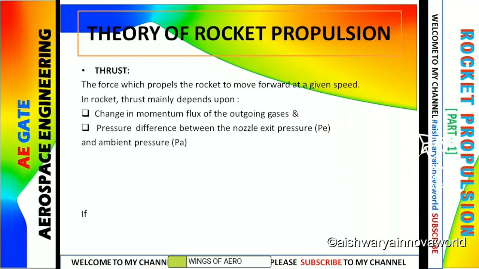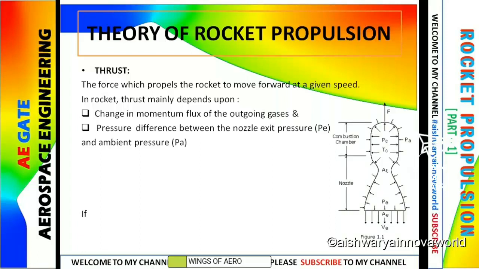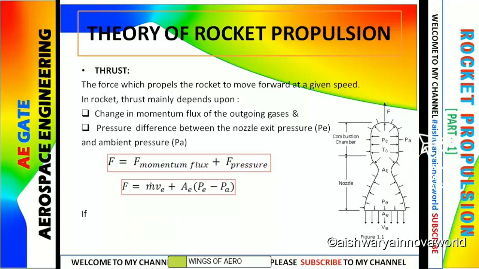Now I will come to the theory of rocket propulsion. Thrust can be classified into two forms, that is momentum flux and pressure difference. Thrust is a summation of the thrust of momentum flux and the thrust of pressure difference between the nozzle exit pressure and the ambient pressure. The ambient pressure is also known as back pressure. So from here you can write like this.